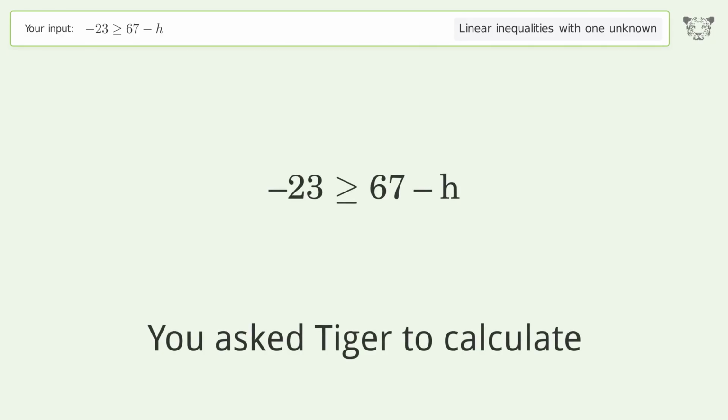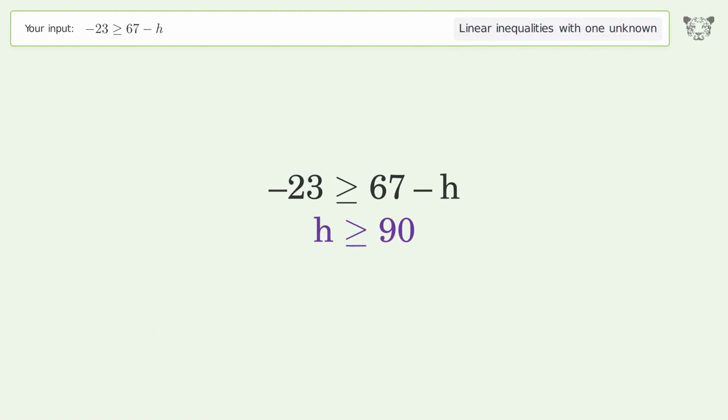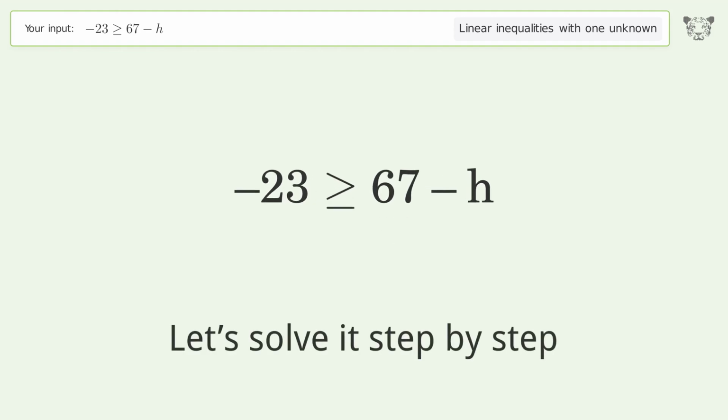You ask Tiger to calculate. This deals with linear inequalities with one unknown. The final result is h equal or greater than 90. Let's solve it step by step.